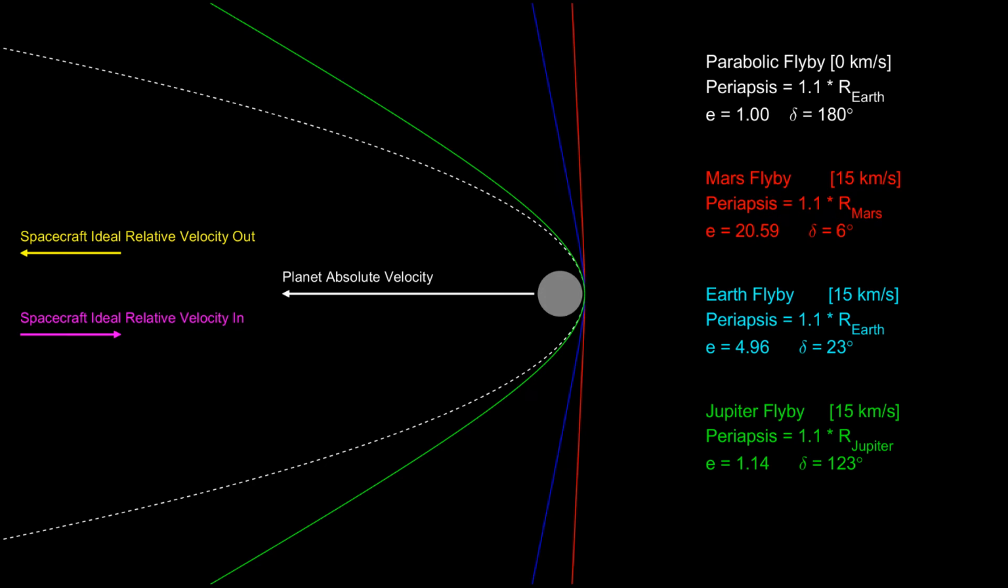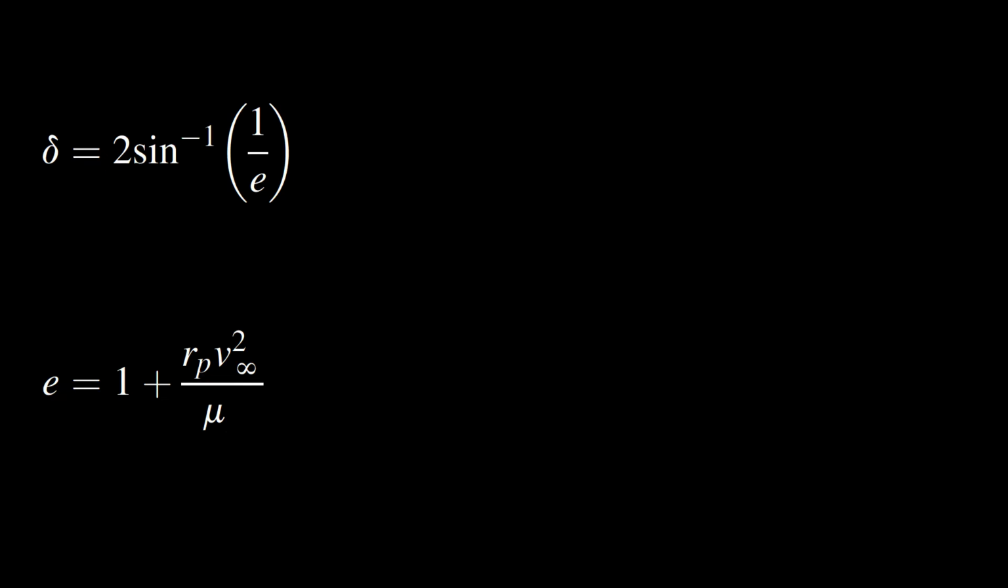All right, let's get mathematical to understand what's happening here. Flybys can be understood from these two equations. The top equation tells us the deflection angle delta as a function of the eccentricity e. In order to have a large deflection angle, we want a small eccentricity value, as close to 1 as possible. From the second equation, we can see what is required to have a small e value.